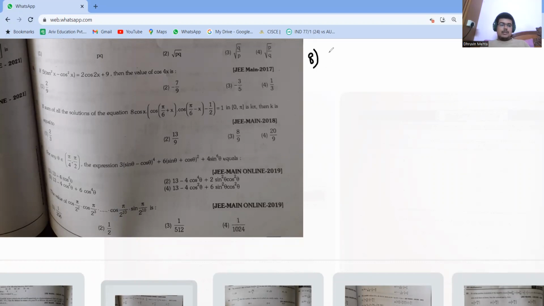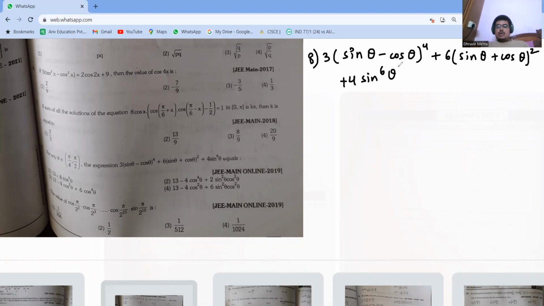Next, eighth one. 3 sine theta minus cos theta the whole raised to 4 plus 6 sine theta plus cos theta the whole square plus 4 sine raised to 6 theta. Alright guys, so we have to solve this and check which option is the correct option. X1 तो करना ही पड़ेगा, इसमें ऑप्शन नहीं है अपने पास. See, we don't have any formula for a minus b whole raised to 4. So what do you think we should do?